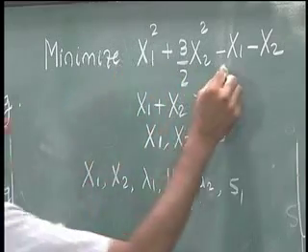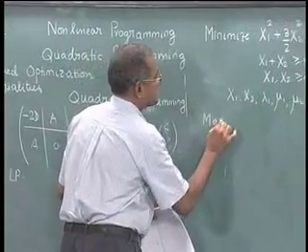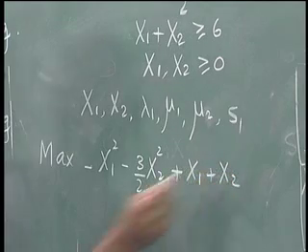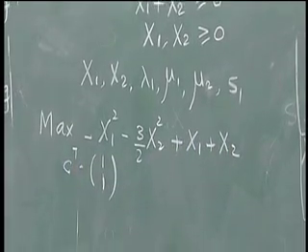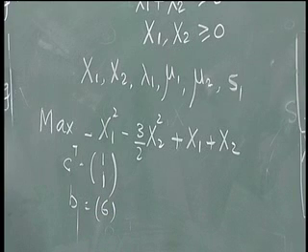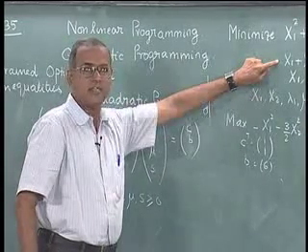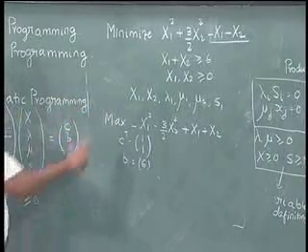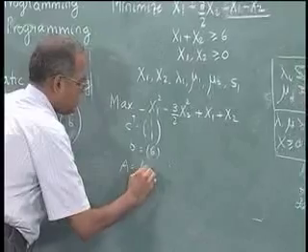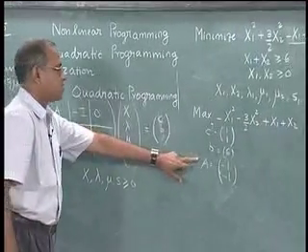Now, again this is the linear portion, so this is your C. This first is written as maximize, because this table was set up for a maximization. So, we get maximize minus x1 square minus 3 by 2 x2 square plus x1 plus x2. So, C transpose is 1 1. B, which is the right hand side, is 6. The constraint is x1 plus x2 greater than or equal to 6. This is a greater than or equal to constraint, but the Kuhn-Tucker conditions were derived under the condition that g_i of x is less than or equal to 0. Therefore, this will become x1 plus x2 less than or equal to minus 6. So, A will become minus 1 minus 1.